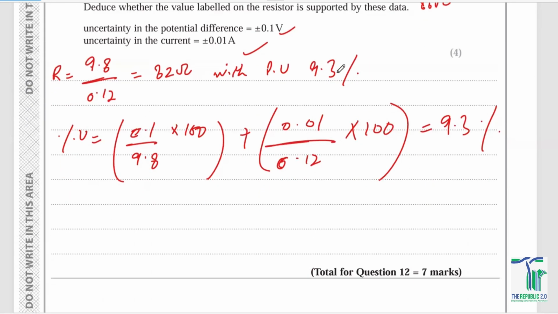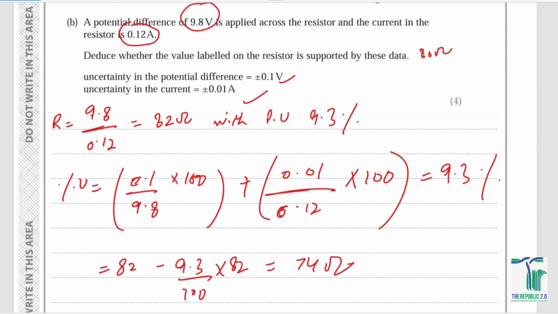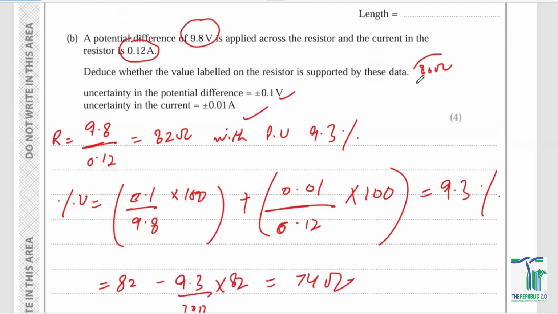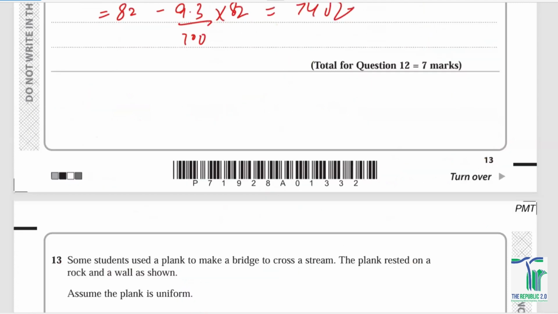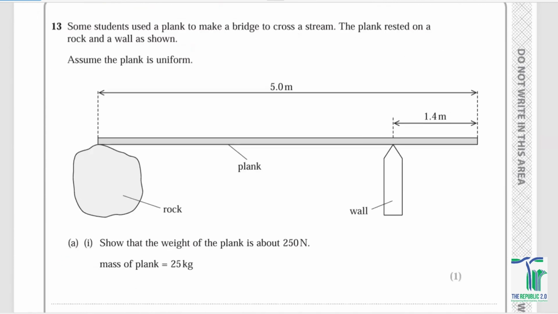Now 9.3% of 82: if I take 82 minus 9.3% of 82, that comes out to be 74. So 74 is the lowest estimate of the resistance, but the resistance marked on the resistor is something like 80 ohms. So this is acceptable, right? That is how we're going to go with this resistance. Is that clear? Now we've got the next question, and that is question number 30.